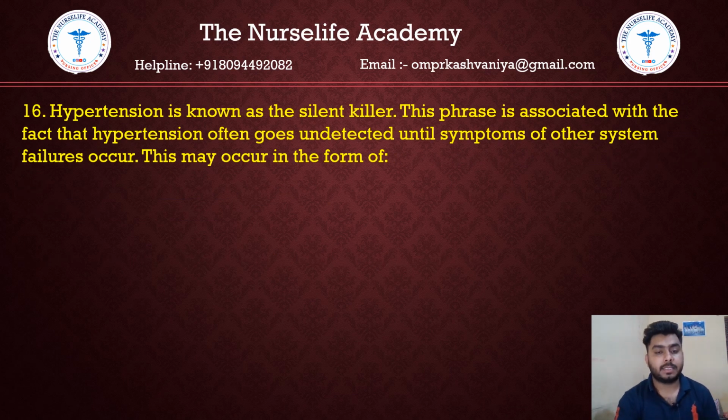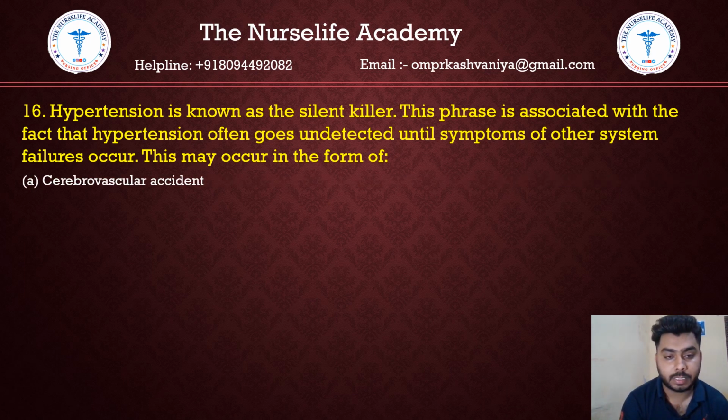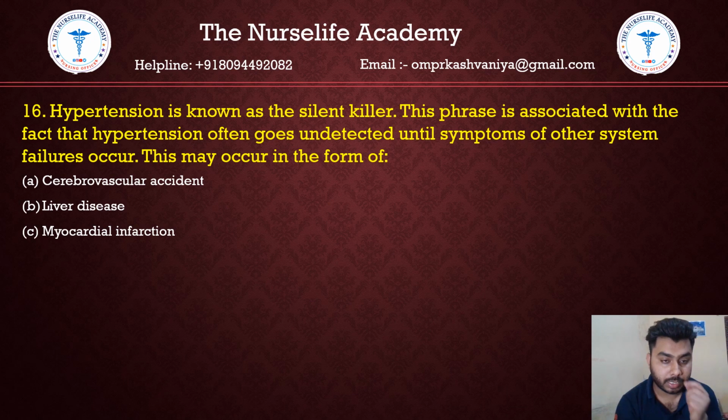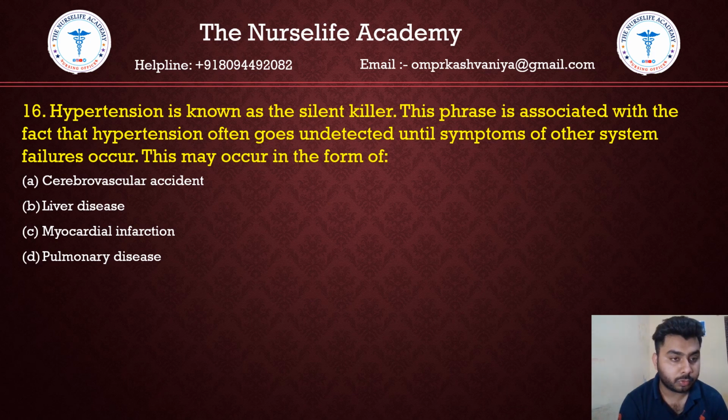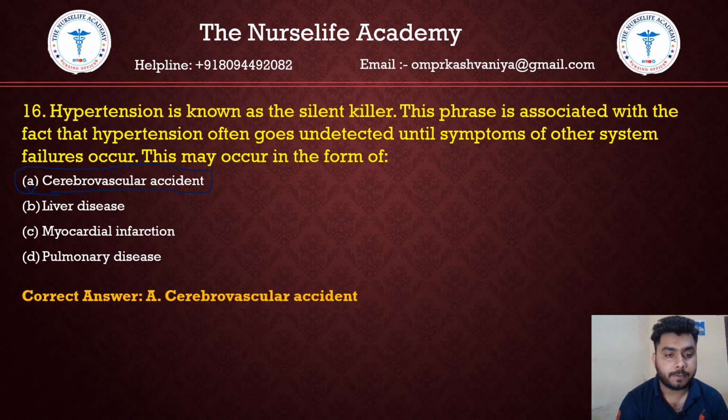Next question. Hypertension is known as the silent killer. This phrase is associated with the fact that hypertension often goes undetected until symptoms of organ failure occur. This may occur in the form of option A, cerebrovascular accident, option B, liver disease, option C, myocardial infarction, and option D, pulmonary disease. So the right answer is option A, cerebrovascular accident. Clear? Next question.